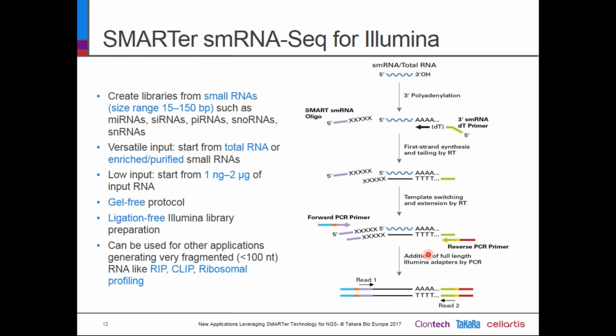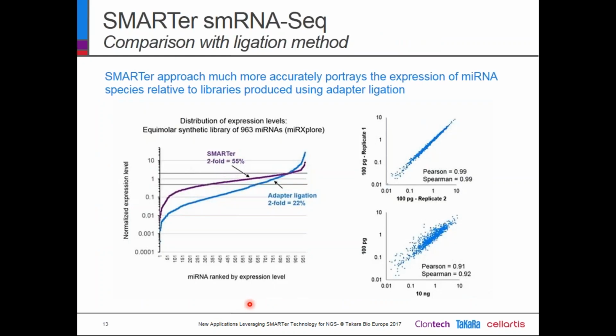So this, as I said, is designed for small RNA sequencing, but it can also be used for other applications that are generating RNA of very small size, like RNA immunoprecipitation, chromatin-linked immunoprecipitation, or ribosomal profiling. So here's just to show how, with this approach of not using ligation, we have improved on the bias issue.